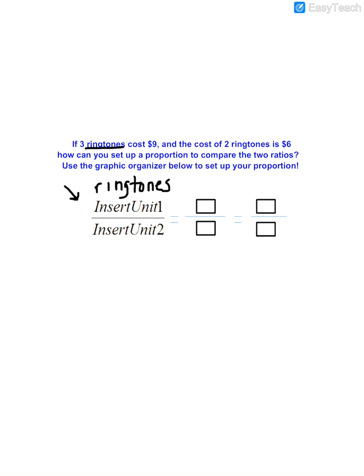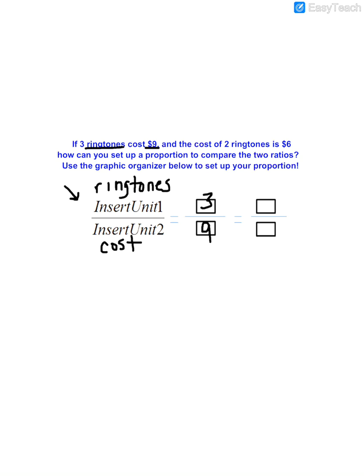Then unit 2 would be the cost, or dollars. So I'm going to put cost on the bottom. So we're comparing the ringtones to the cost. Okay? So now, if 3 ringtones, so I know 3 is going to go on the top with the ringtones, cost $9, 9 would go in the denominator because that's where the cost is.